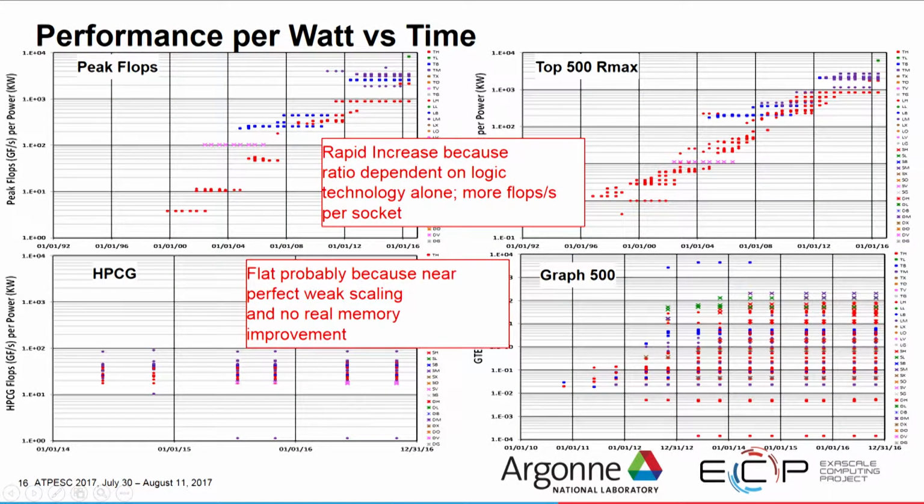This is another important one. Exascale power has been the big problem over time. So, performance per watt.